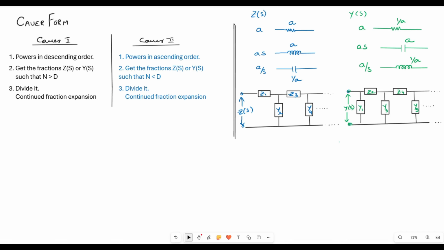Unlike network analysis, where the circuit is known and the behavior is determined, network synthesis starts with the desired network function and realizes the actual circuit.